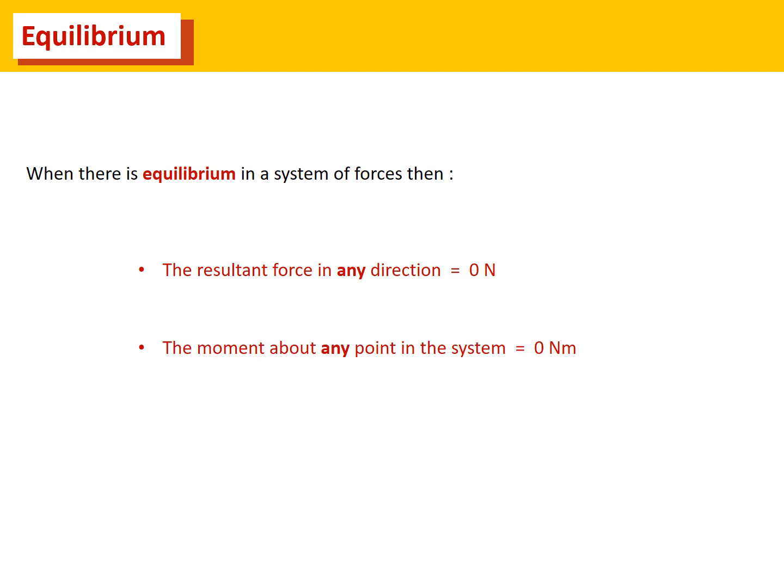And the moment about any point in the system is 0 Newton meters. So that is what we mean when there is equilibrium in a system of forces, and we're going to use both those things in the following examples.